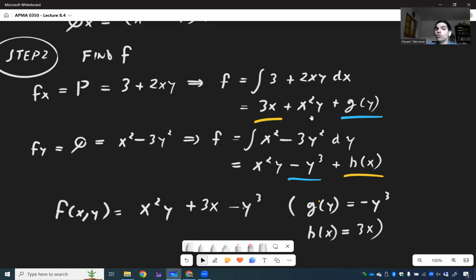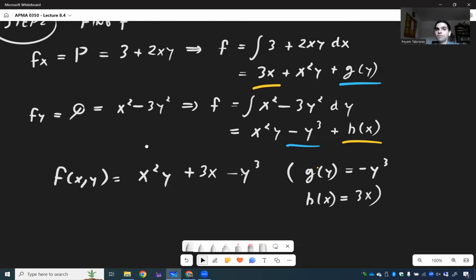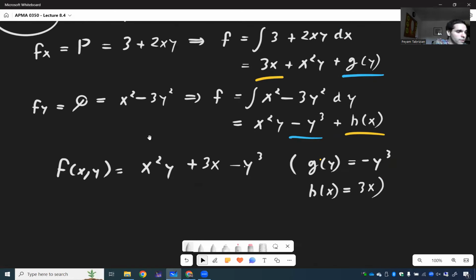In particular, don't double count the x squared y because it's still the same function. Think of x squared y as the head of your function. Your function only has one head. So once again, it is x squared y plus 3x plus terms in y, which is minus y cubed, but it's also x squared y minus y cubed plus terms in x, which is 3x. So once again, don't double count the x squared y.